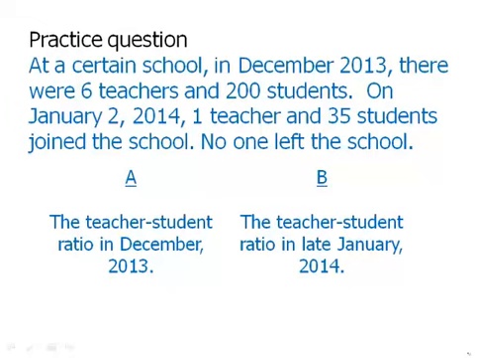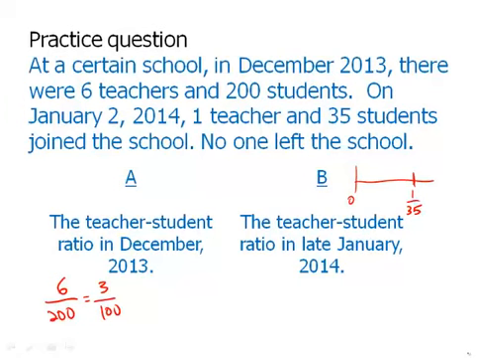Well, this is tricky. The teacher-student ratio in December is 6 over 200, and I'm just going to simplify this right away to 3 over 100. So that was the old ratio. And then we're going to add 1 and 35. Well, here's the thing. Suppose we make a number line. Here's 0, and here is 1 over 35.